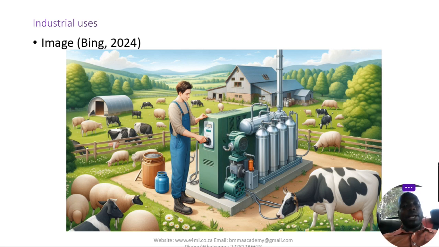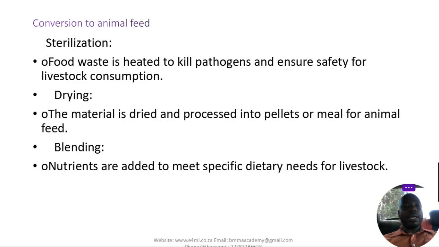This is the biogas machine that we're talking about. This farmer is using it in order to power his dairy cow milking machines and other agricultural equipment. You can also use it to power household equipment.